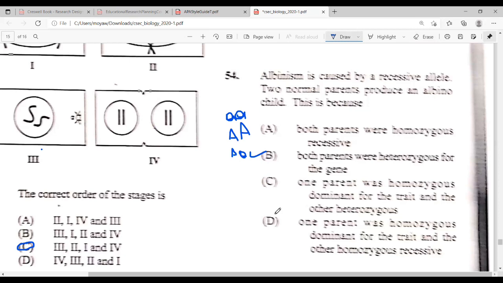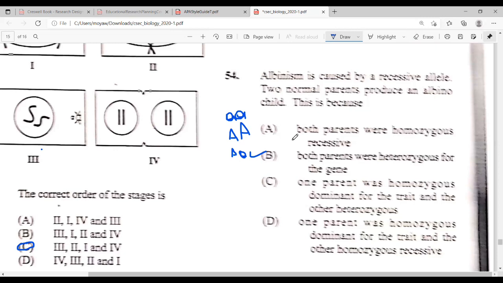So now we have A, both parents were homozygous recessive. No, that's not true, because this is homozygous recessive. And if both parents were homozygous recessive, they could not be normal. They would have been albino.